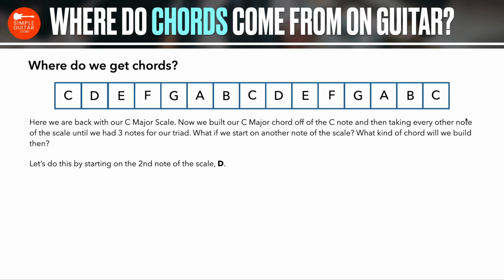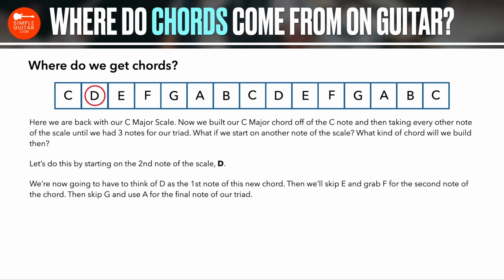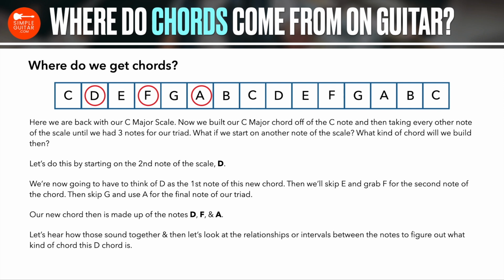So let's do this by starting on the second note of the scale, D. We're now going to have to think of D as the first note of this new chord. Then we'll skip E and grab F for the second note of the chord. Then we'll skip G and use A for the final note of our triad. Our new chord then is made up of the notes D, F, and A. So let's hear how those sound together, and then we'll look at the relationships or intervals between the notes to figure out what kind of chord this D chord is. So here's D, F, and A.